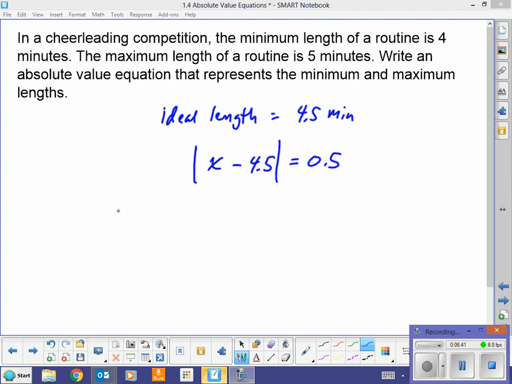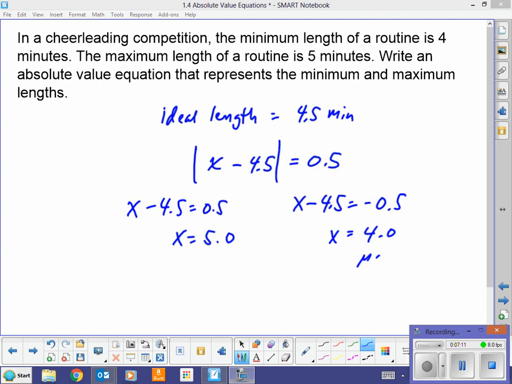Okay. So then when I solve these, when I add 4.5 to both sides, I'll have 5 minutes. Over here, if I add 4.5 to negative 0.5, I'll have 4. That's the min, and this is the max. And quite honestly, I get a little confused when I do these myself. So we'll practice these in class when we come back.